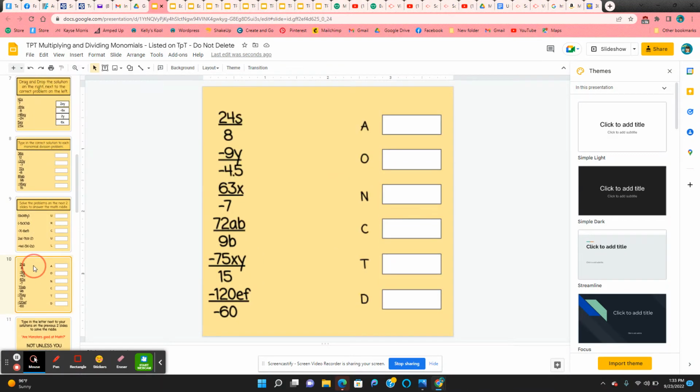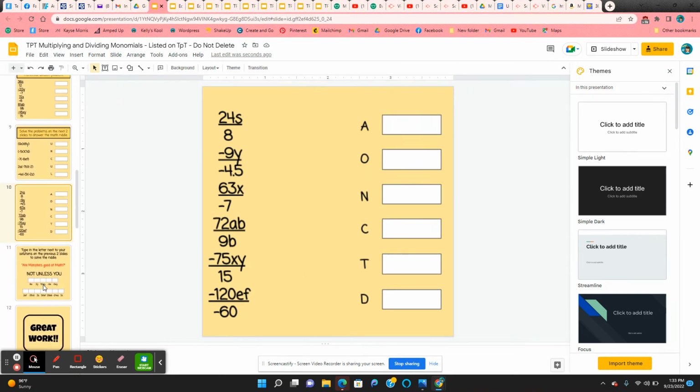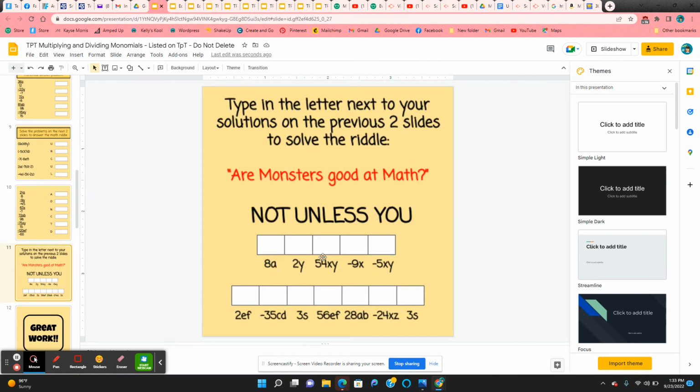And then they're going to do multiplying and dividing, and this one's going to solve a riddle. So they're going to type in the answers to each one of these, some multiplication, some division. And on the final slide, then they're going to go back to those 2 slides and find these answers.